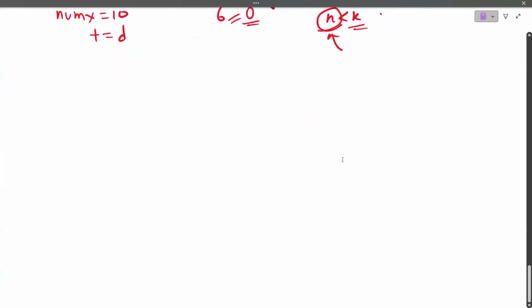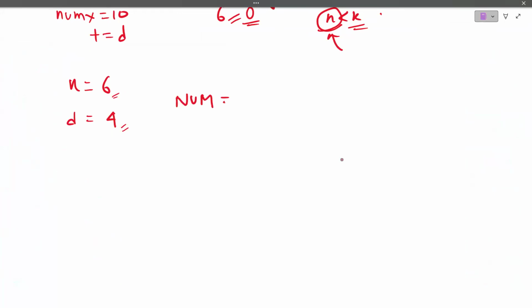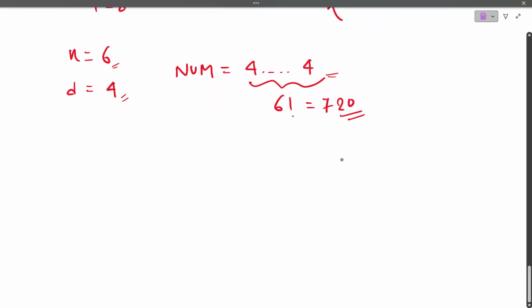Let me do it for some values of n and d. Suppose I take n as 6 and d as 4. So what is my number num? My number num is 4 repeated 6 factorial times, right? And what is 6 factorial? 6 factorial is 720. So it's huge. We can't actually compute this number because there are 720 digits in it, which we cannot store in a long.